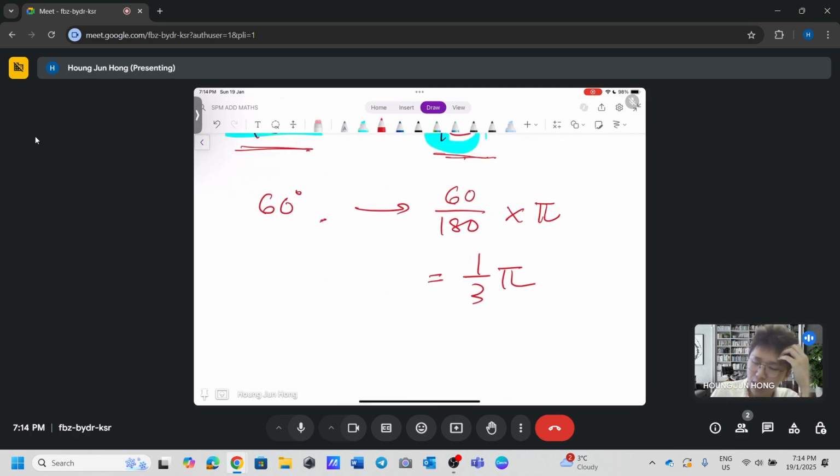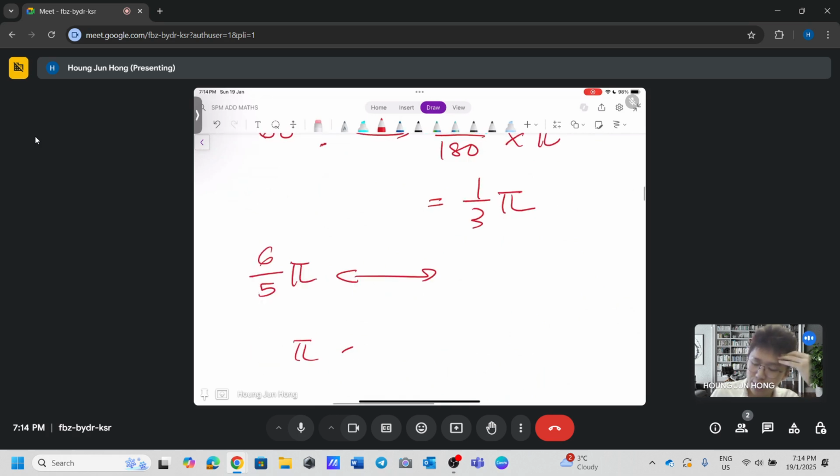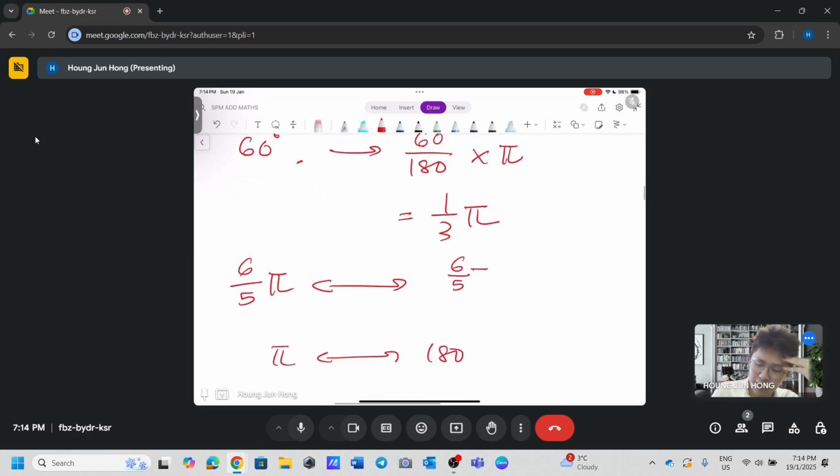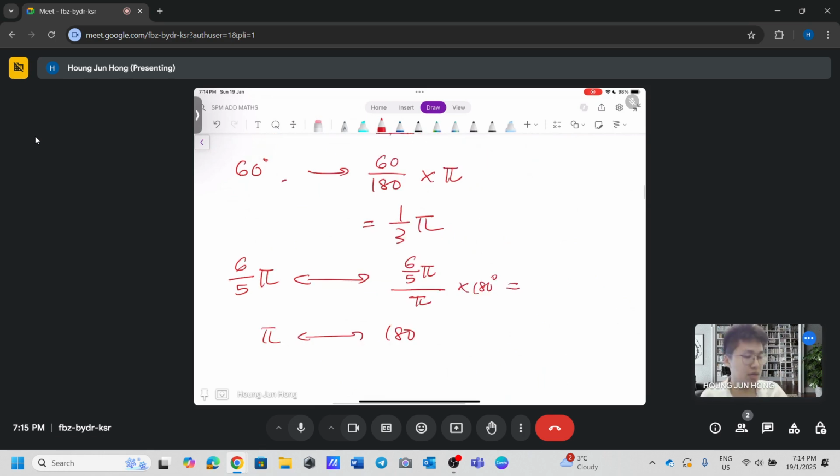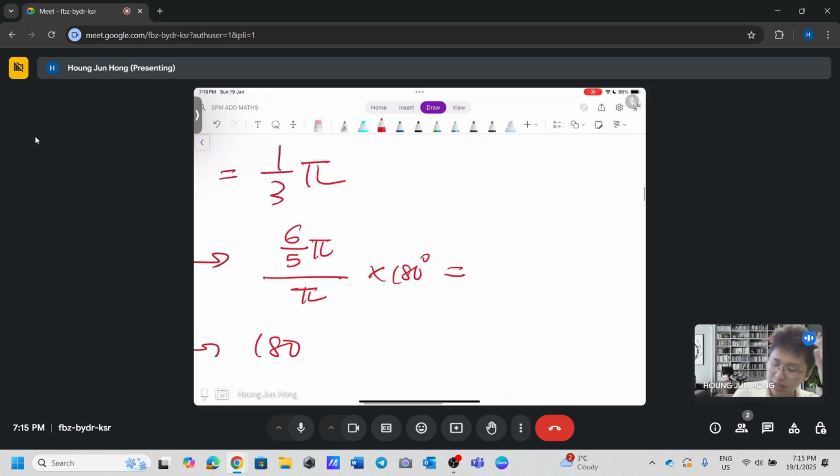Now if I give you pi, also same thing. If I give you 6/5 pi, how do you convert? Again, remember, pi is equivalent to 180 degree. So 6/5 pi, you divide by pi, this is the portion, you multiply by 180 degree. Calculator, it's okay. What is this? You can calculate yourself. 216 degree. Then you can see this is the angle over here.